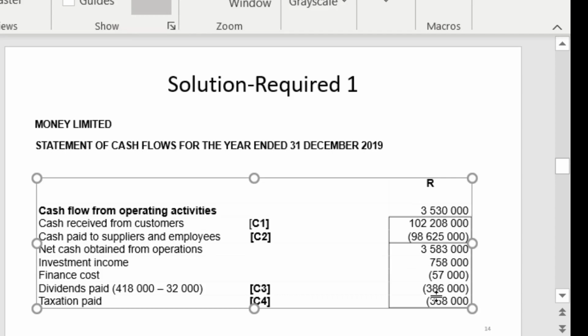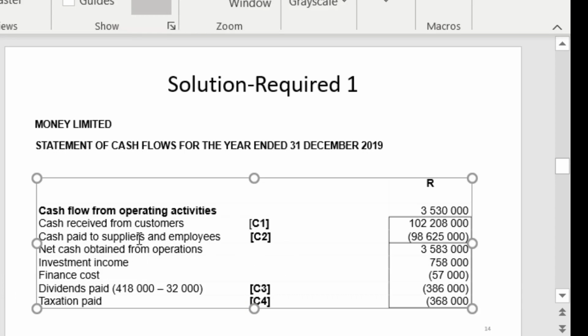The other thing regarding the calculation is you can do the calculations on the face of the solution, or you can do the calculation separately, as I did here. It's up to you. At the end of the day, if you are awarded marks for calculation and you've shown it, because the question says show all calculations, then you will be awarded those marks.